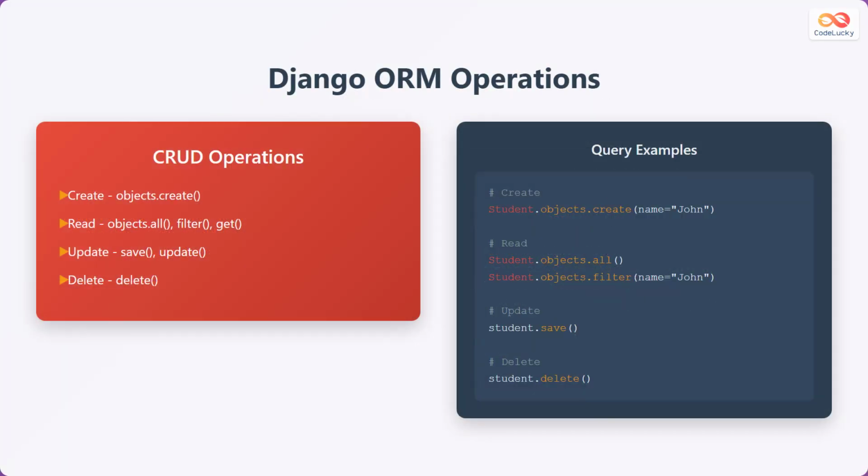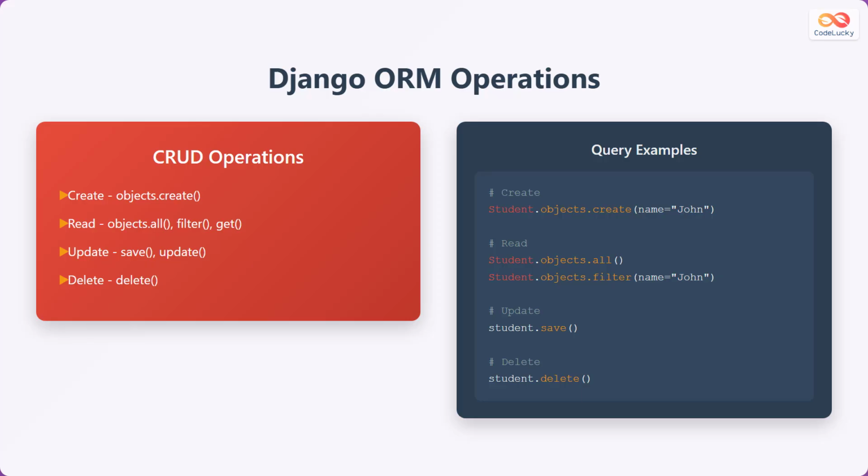Django's object relational mapping system provides a powerful interface for database operations through Python code. The ORM supports all CRUD operations: create, read, update, and delete. To create new records, you use the objects.create method or instantiate a model and call save. For reading data, objects.all retrieves all records, objects.filter allows conditional queries, and objects.get fetches a single record.